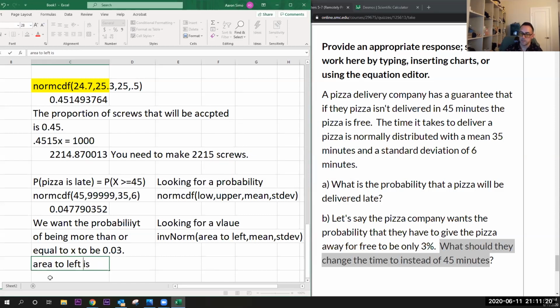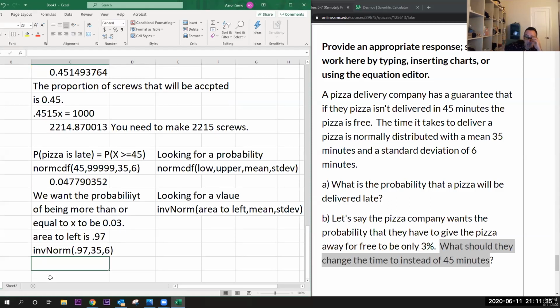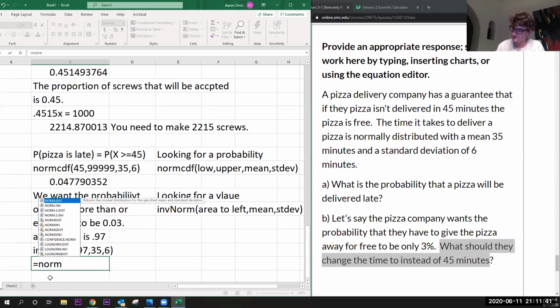Area to the left is 0.97. So we do inverse norm on a TI-84, inverse norm 0.97, and then mean and standard deviation 35, 6. That's it. That's all you do. 46.287.